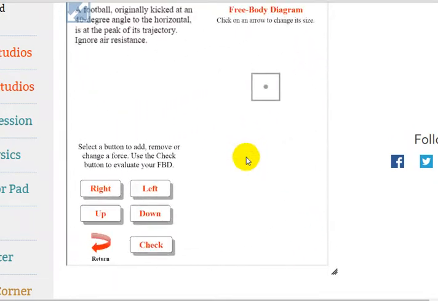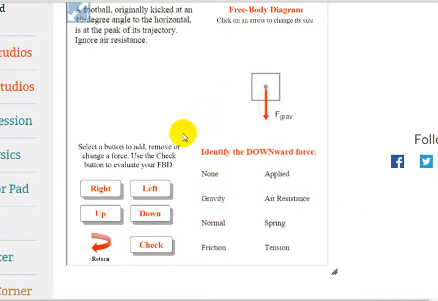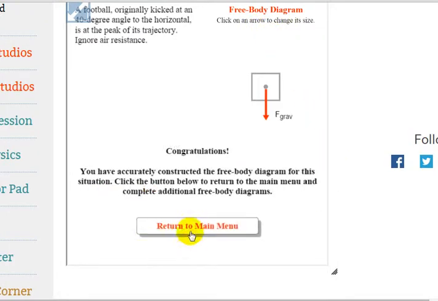Situation 6. A football originally kicked at a 40-degree angle is at the peak of its trajectory. Now at the top, the football is going to be stopped for a small moment in time, so you may be tricked into putting down zero forces, but guess what? There is gravity, and the moment that football leaves your hand, it's slowing down all the time. So it leaves at its top speed right when you release it. It's slowing down, slowing down, slowing down to a stop, and changes direction and speeds up, speeds up. So we just have gravity operating on it there.